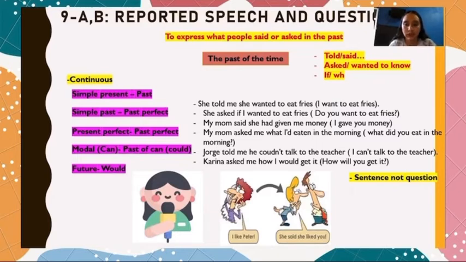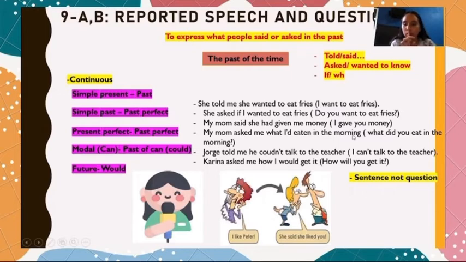In reported questions, we need to focus on whether the question is a closed question or an open question. With a closed question, we need to use if, and with an open question, we need to respect the WH question. And we need to change the verbs into their past form. There is only one exception, that is the simple past that changes into past perfect.